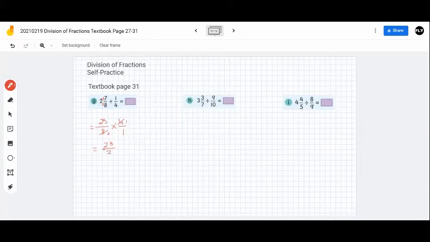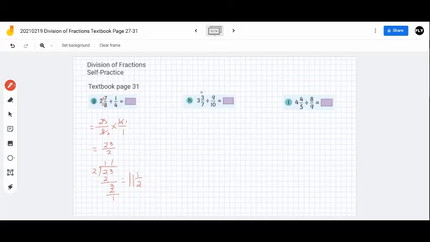This is an improper fraction. You have to change it to mixed number. So 23 over 2 is also 23 divided by 2. 2 times 1, 2. 3 minus 2 is 1. So your answer will be 11 over 2. If I am speaking too fast, you can pause the video. Don't worry.